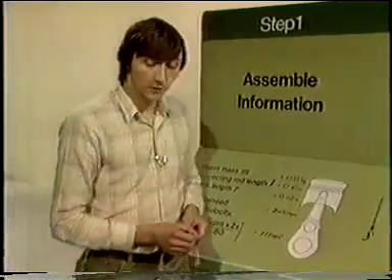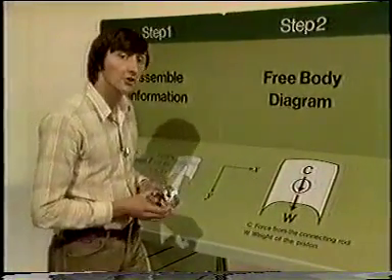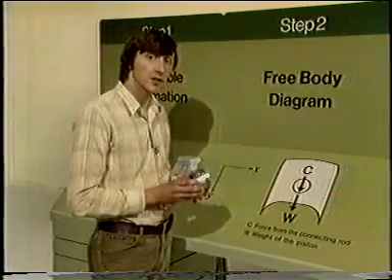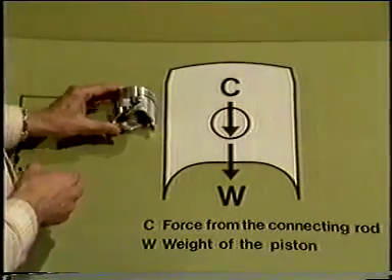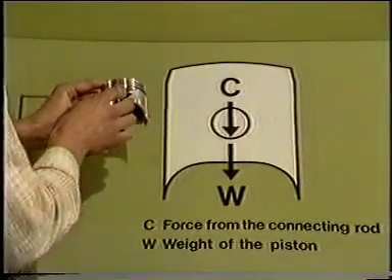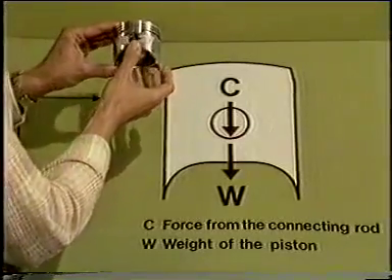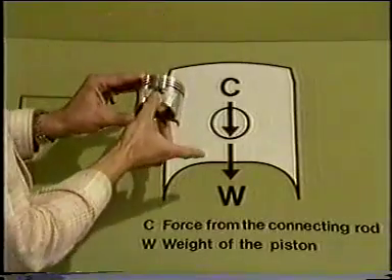Step 2 involves the free body diagram. What I've got to do here is isolate the piston from its environment just to leave the forces which are acting upon it. So here we've got the diagram. The first force, well, that's the weight force, W. And C, well, that's the force that we're looking for. That's the force from the conrod and gudgeon pin accelerating the piston down the cylinder.